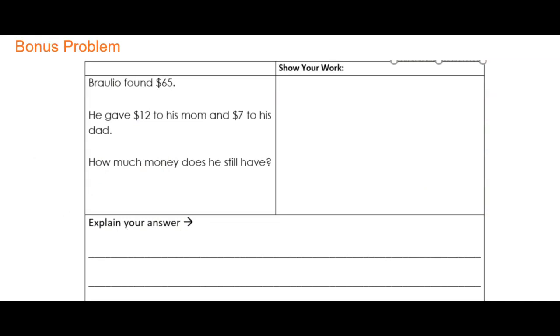Let's look at our bonus problem that we had yesterday. Can you read it with me? Braulio found $65. He gave $12 to his mom and $7 to his dad. How much money does he still have? Pause the video if you haven't done this problem yet. Then unpause the video and let's check your answer.